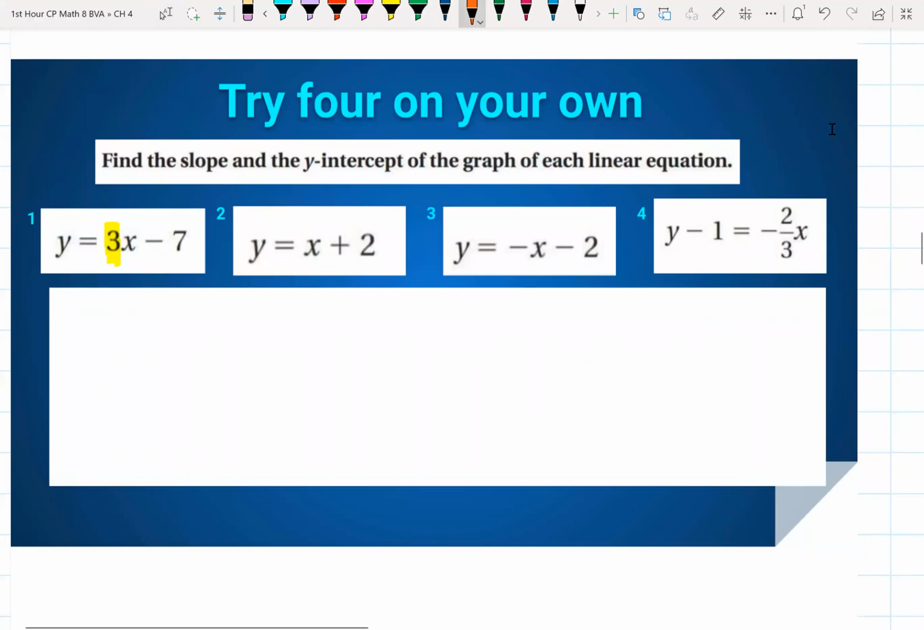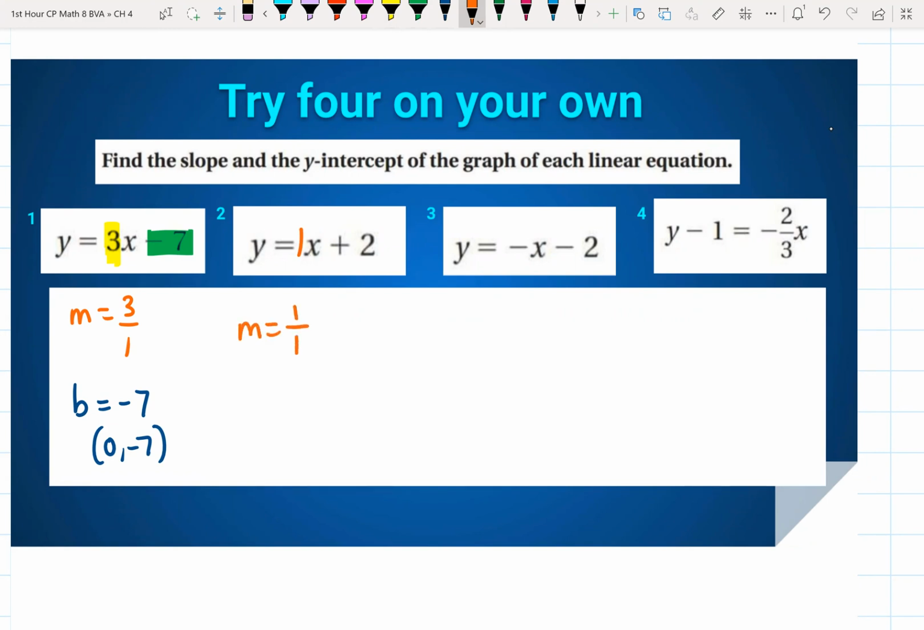Our slope is the number that sits next to x. So in the first one, the slope is 3/1, and the y-intercept is that -7 right there. So b equals -7, or (0, -7). In the second one, you don't see a number next to x, so you know to dress it up with a 1. Your slope is 1/1, the number next to x, and your y-intercept is 2. So b equals 2, or write it as (0, 2).